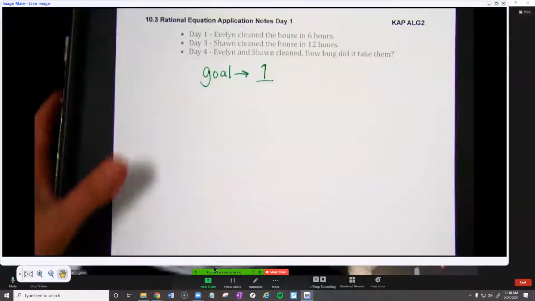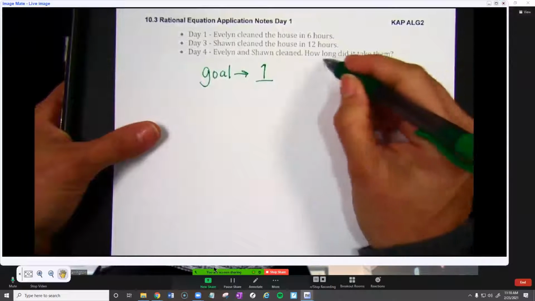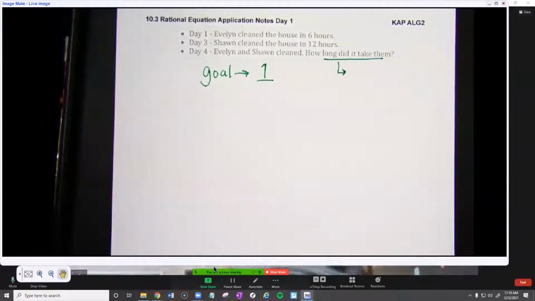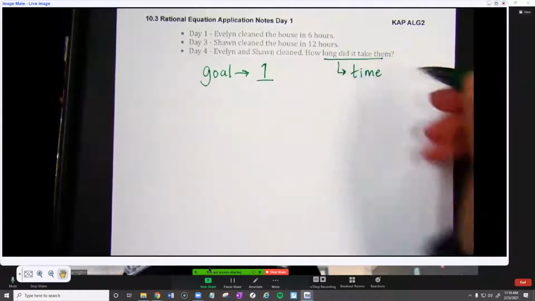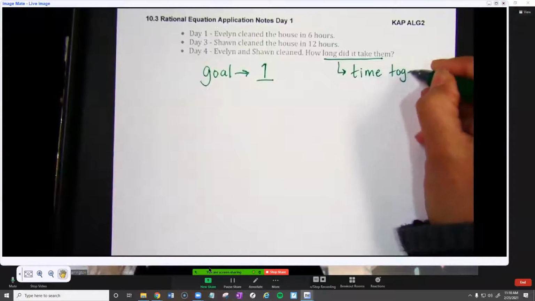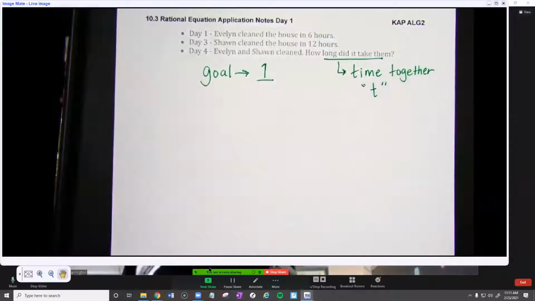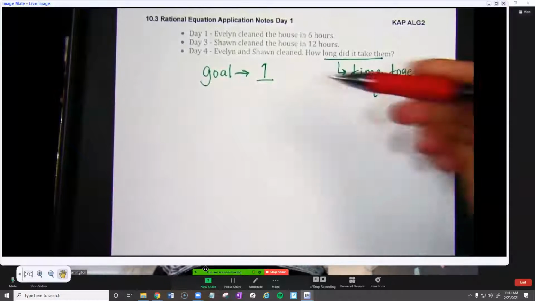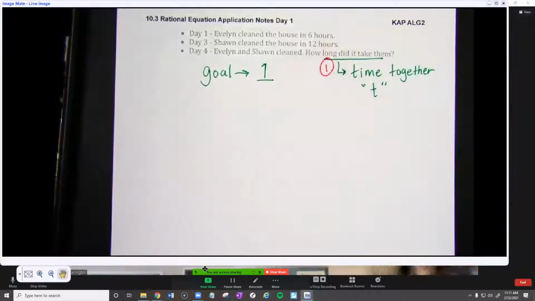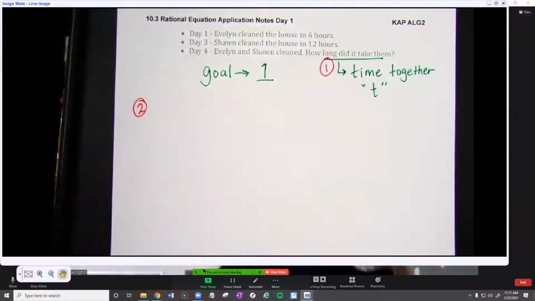All right. So they worked together. But what are we looking for? You got to find a question mark and read the question. So how long did it take them? What measurement is how long? How do you time? So time is what we're looking for. And they worked together. So time together is going to be the variable t. So if you like to number your stuff, I'm going to put a number 1 next to that. Define your variable.